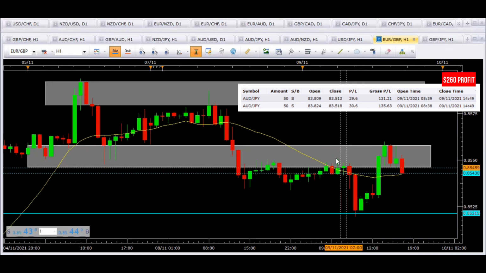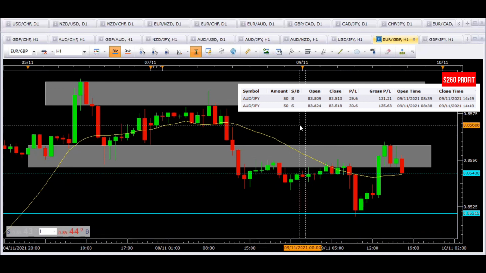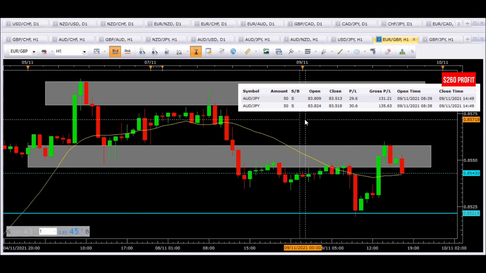So we had a really good trade on the Aussie dollar Japanese yen, $266 in the bank, and we are currently in a trade, US dollar Japanese yen short.